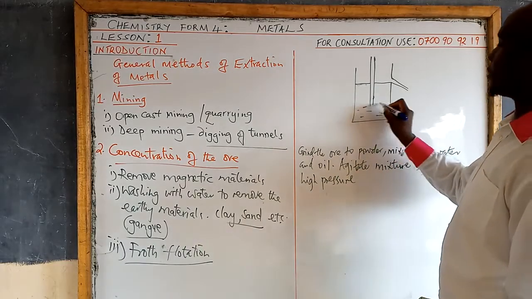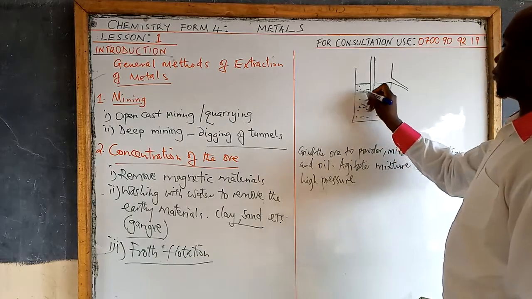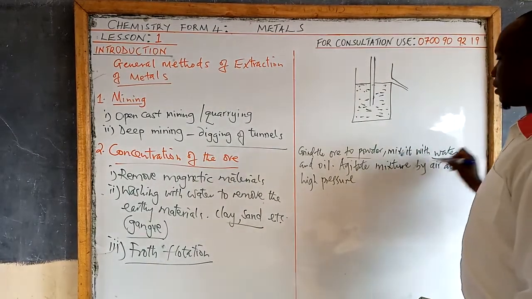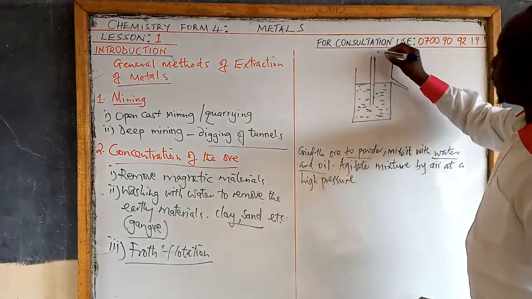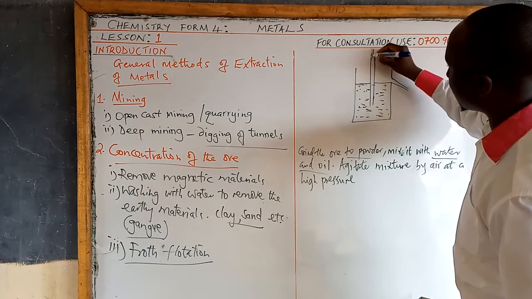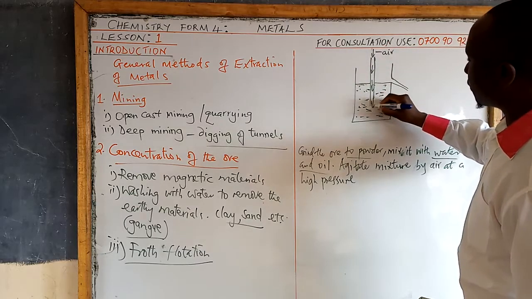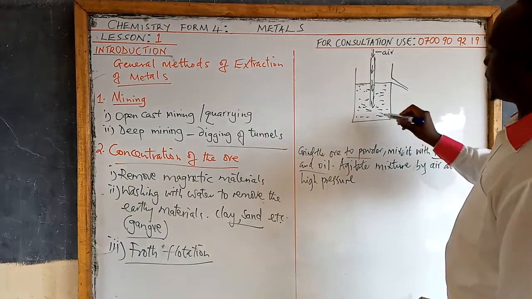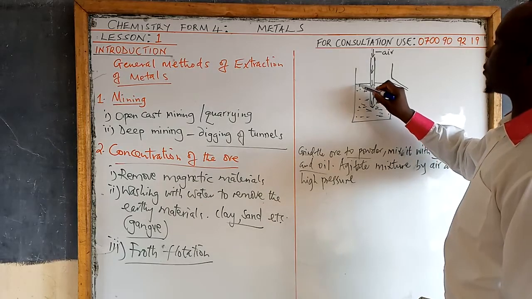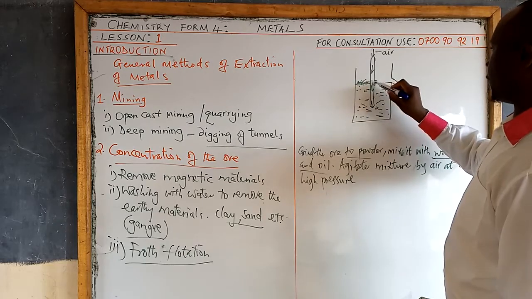So let's say this is the mixture that you have. You have the powder form of the ore mixed with water and oil. Then you blow in air here. So you agitate this mixture with air. When you agitate the mixture with air, it is going to form a froth. Froth will be formed.